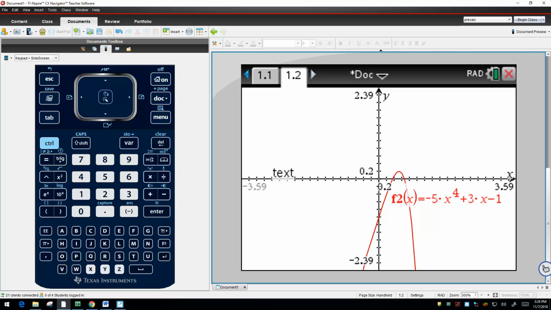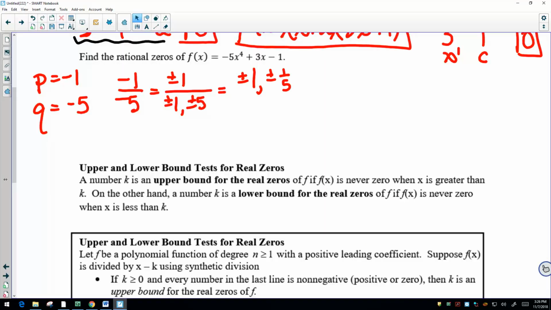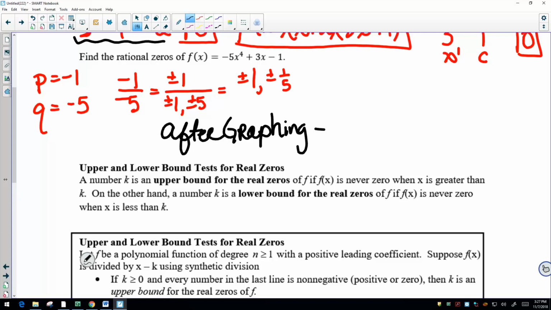So what is it telling us? Well, that's telling us that we don't have any rational zeros. So what we would have is zeros, however, they would be irrational. So I could say after graphing and checking, we have no rational zeros. If you were to do synthetic division, you would see by dividing them out, you would not have a 0 as a remainder because it would not divide in evenly.